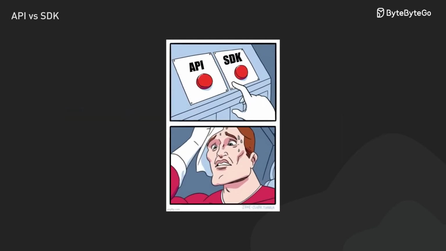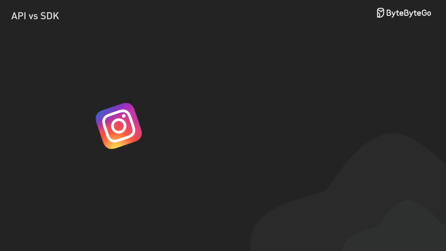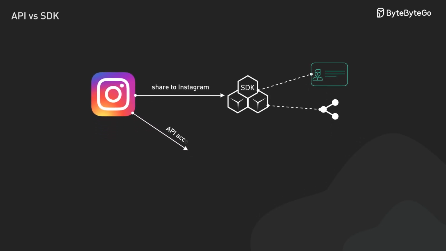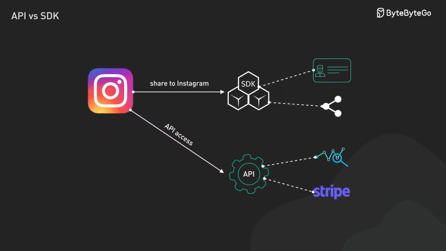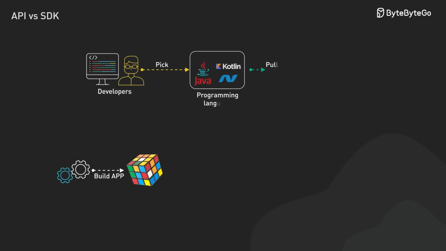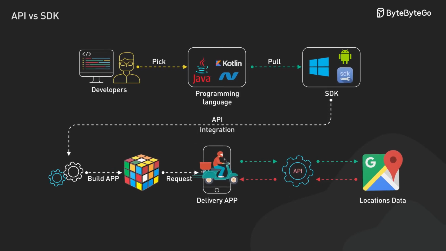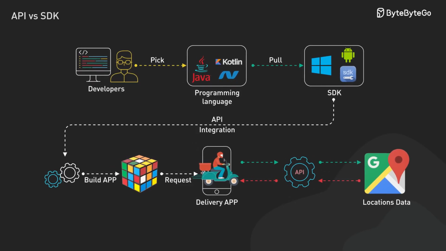Remember, it's not always an either-or choice. Many successful apps use both. SDKs for their main use cases and direct API access for custom features. Together, these tools form the building blocks of modern software development, letting us create powerful apps without reinventing the wheel.